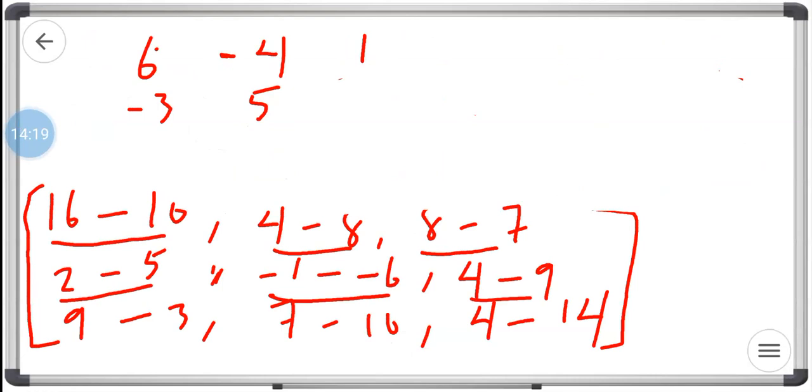And here now, this row, 4 minus 9. That's minus 5. Now we are through with that row. The next row here now, 9 minus 3, that is 6. And here, 7 minus 10, that's minus 3. And here, the last row.